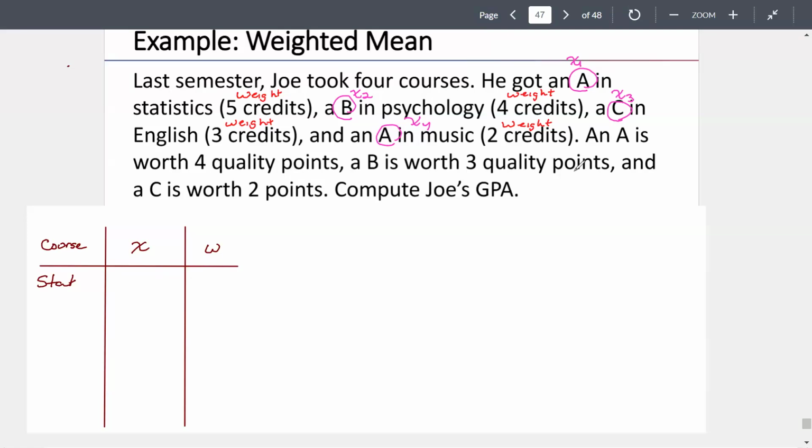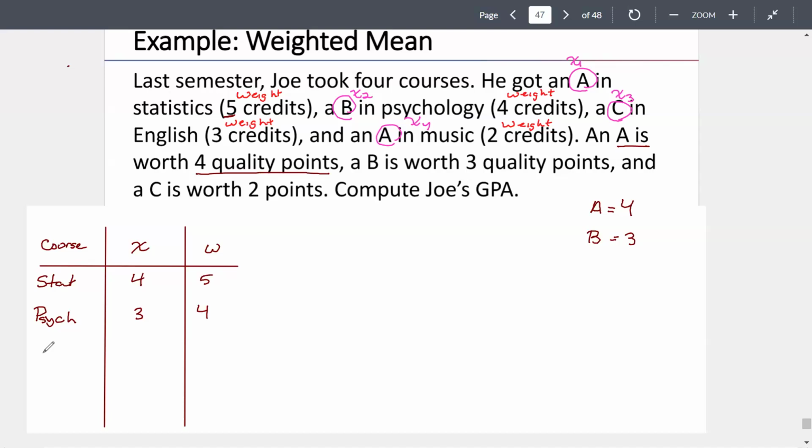And right down here, we are told that an A is basically worth 4 points. So it's a quantitative measure for an A. Instead of writing A here, we're going to say 4. The weight is the credit hours, and that class weighed 5 credit hours. So the next class is psychology. In psychology with a B, we're told that B is worth 3 quality points. We're going to put a 3 there. And then that psychology class had a weight of 4 credit hours.